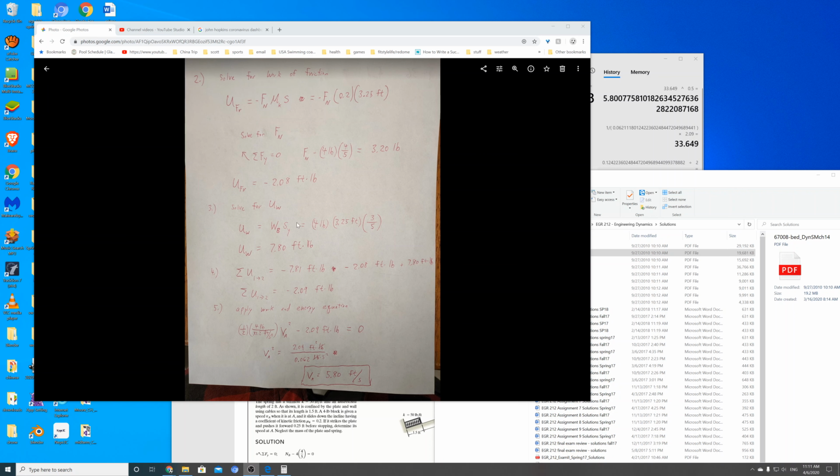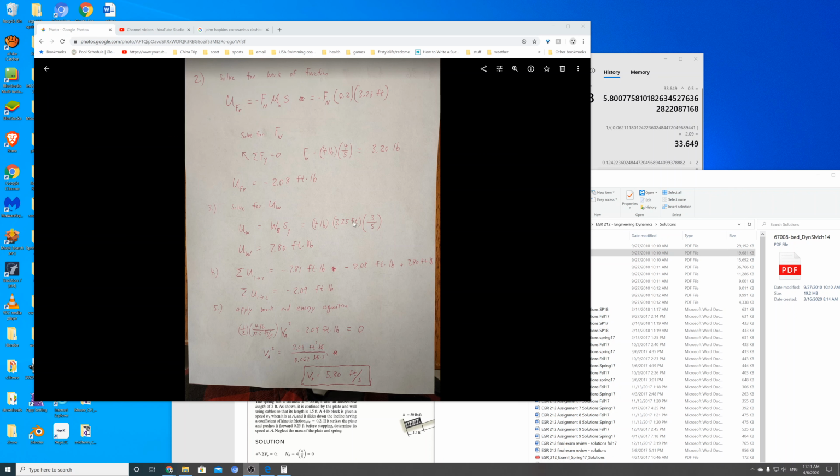All right. The next part is to do the work of the weight. So we have the weight, and notice that this is positive in this case because it's going in the same direction as our motion. And we have, here's the 4 pounds, here's the distance, and then it's 3/5.